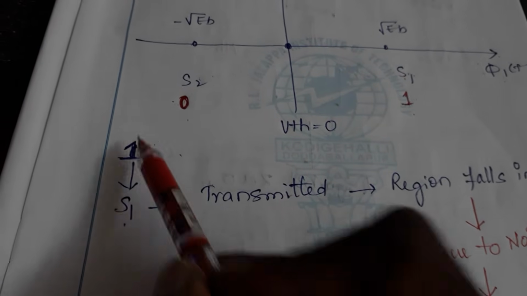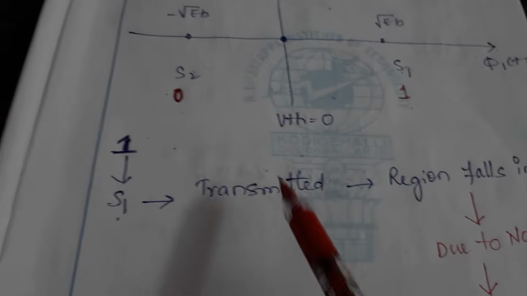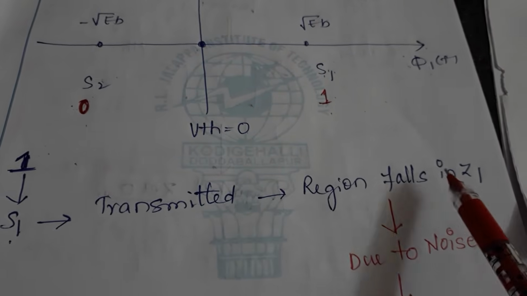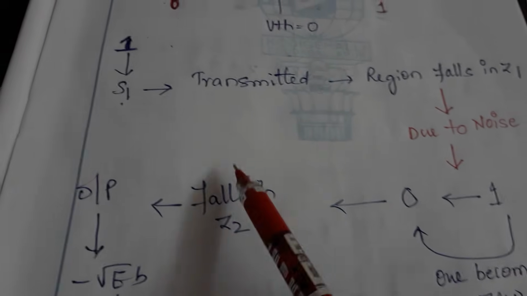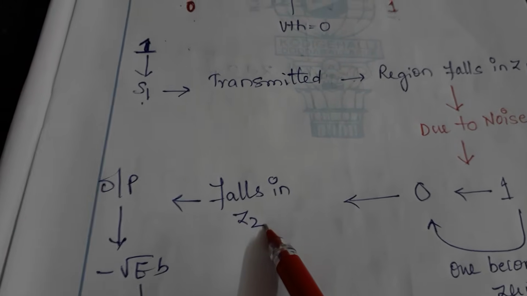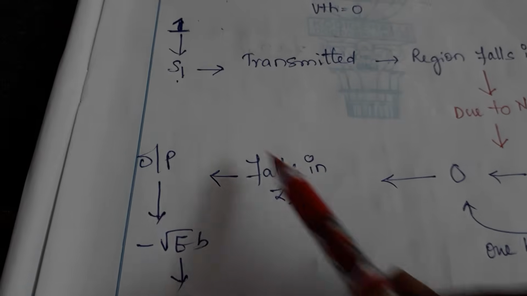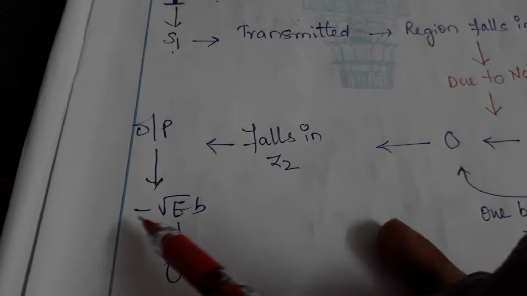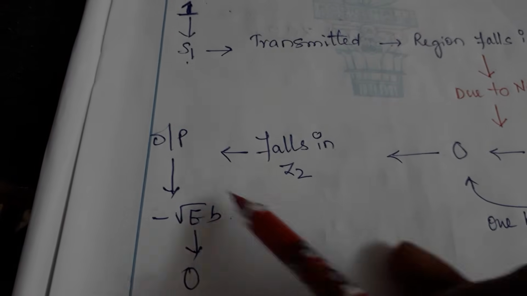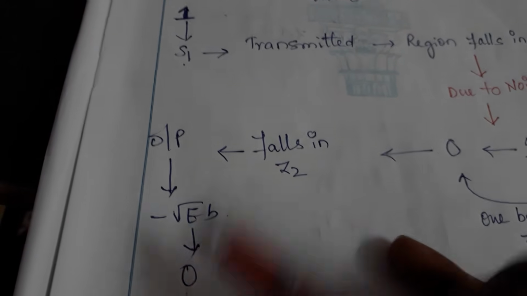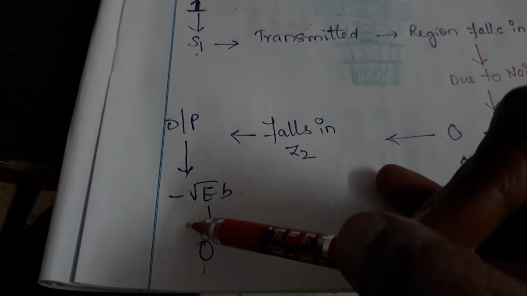So here I have taken one example. I have sent 1. S1 represents 1. I have transmitted, but due to the noise it falls in the region Z2, so 1 becomes 0. So the output is predicted from Z2, whose voltage is minus root E by 2. Because 0 is represented by minus root Eb, the output is 0. Means I have sent 1 and I have received 0.